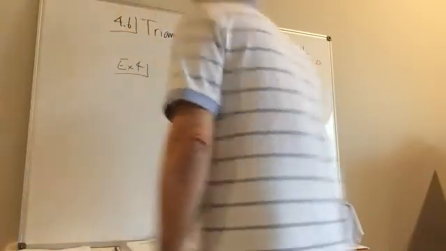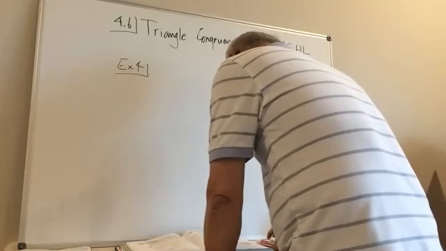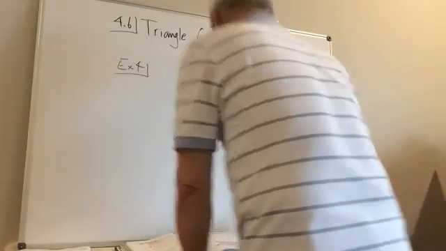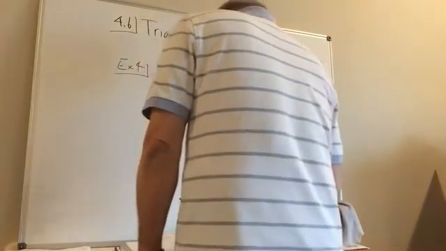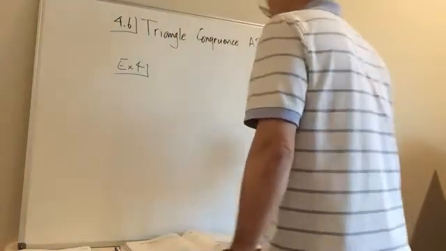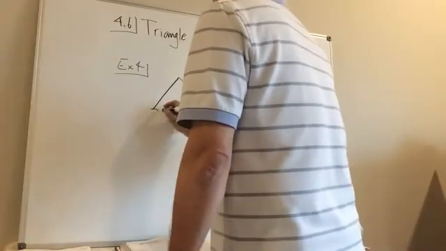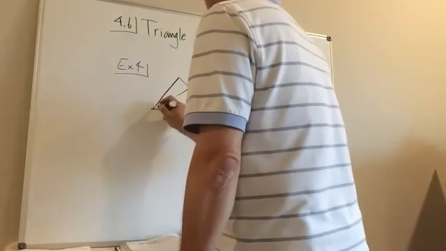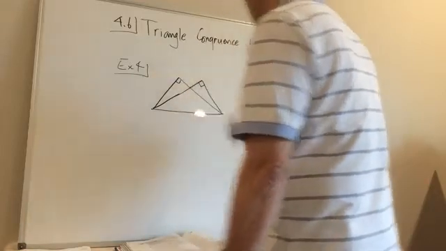Okay, so example number 4. Determine if you can use the HL congruence theorem to prove the triangles are congruent. If not, tell what else you need to know. So I have a situation where I have a right triangle, and I also have another right triangle. So this guy is a right triangle, and this guy's a right triangle.